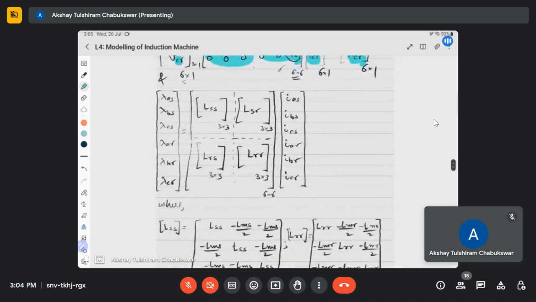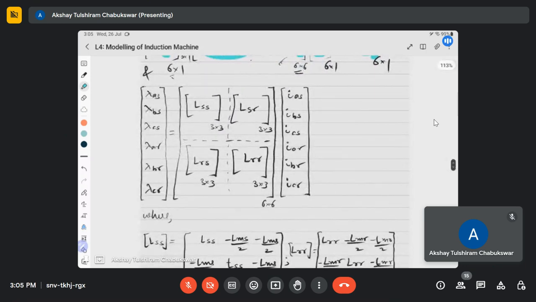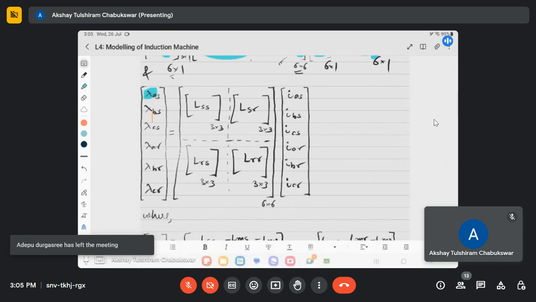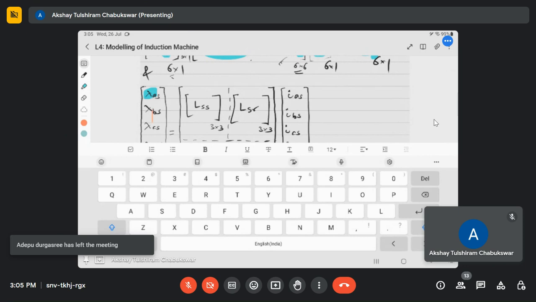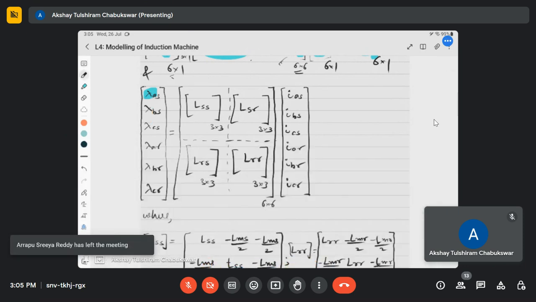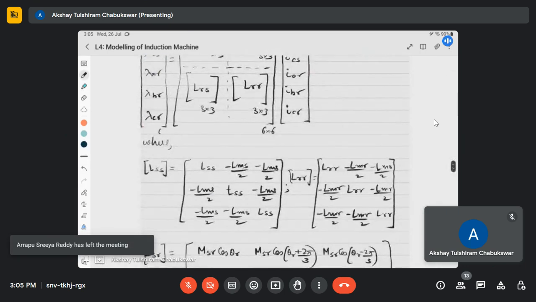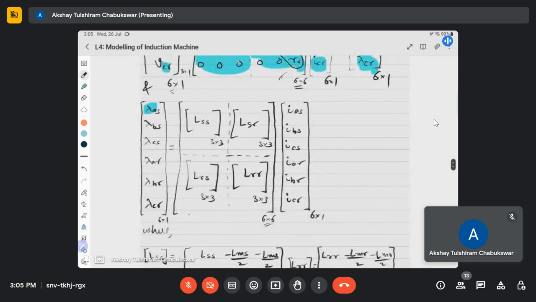Similarly, the fluxes can be represented in terms of current using a linear relationship. So lambda is a big 6 cross 1 matrix. This is 6 cross 6, and this is 6 cross 1. This whole big matrix is called the inductance matrix, capital L. Again, this inductance matrix has sub matrices LSS, LSR, LRS, and LRR. And in the last lecture, we saw how to derive these matrices.